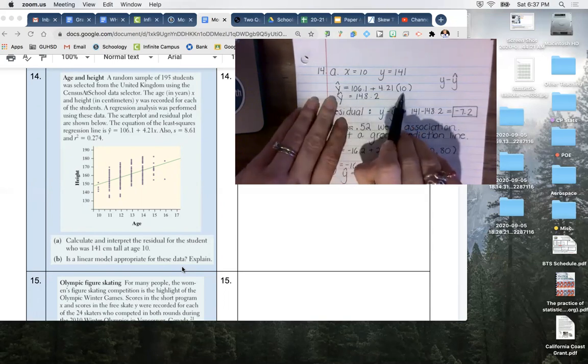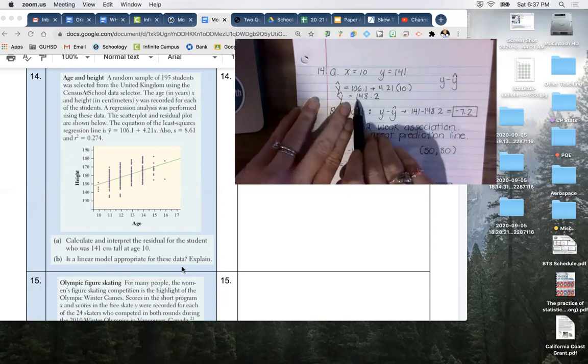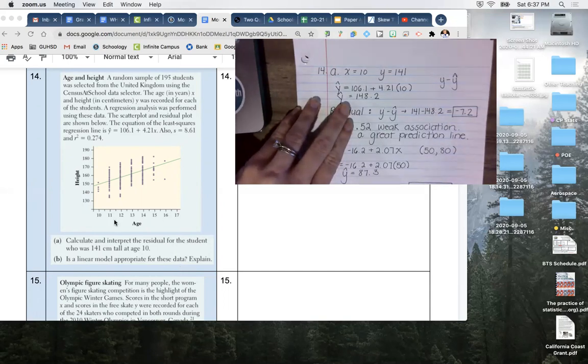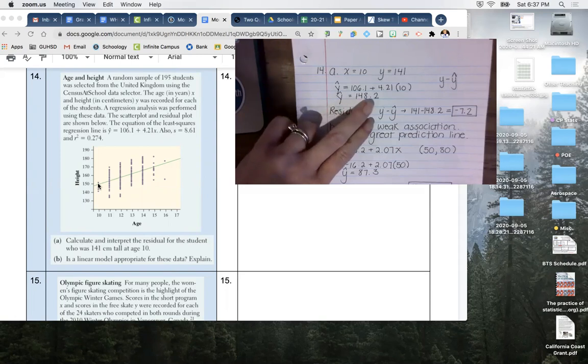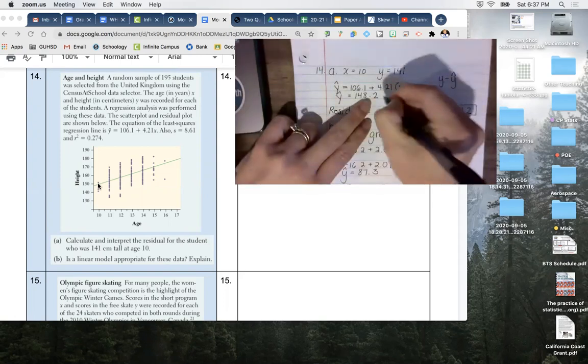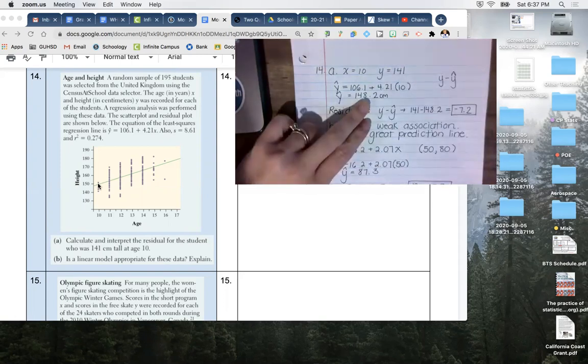So I plug in 10 to my equation and I get 148.2. That means we predicted somebody who is 10 years old, and on my graph here, you can see that line right there. If I took a point and put it right on the line, we predicted that kid to be at 148.2. This must be centimeters. Yes, centimeters. Okay, centimeters.